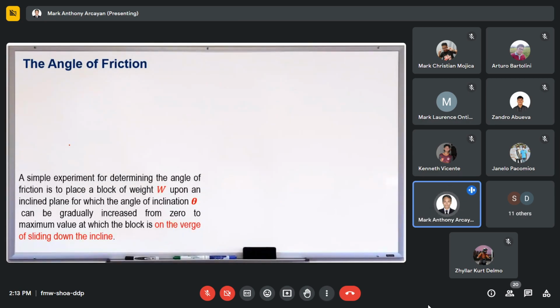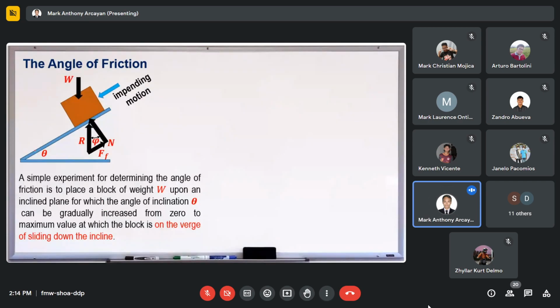There is an experiment that you may have encountered in your physics class. It is a simple experiment for determining the angle of friction of a block that rests on a certain surface. Let's say we place a block of weight W upon an inclined plane, for which the angle of inclination theta can be gradually increased from 0 to a maximum value, at which the block is on the verge of sliding down the inclined plane. So its motion downward is impending, as you can see in this figure.